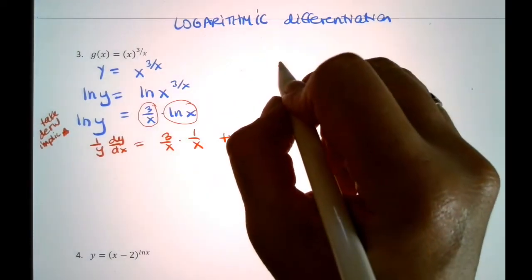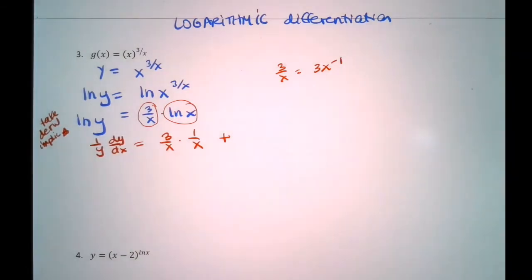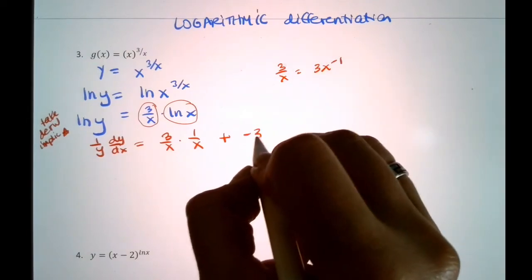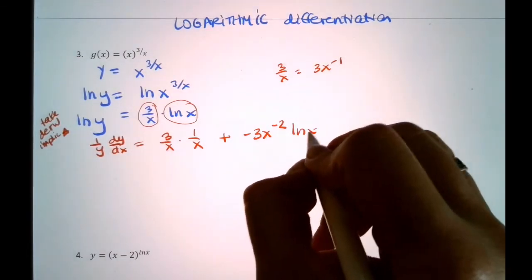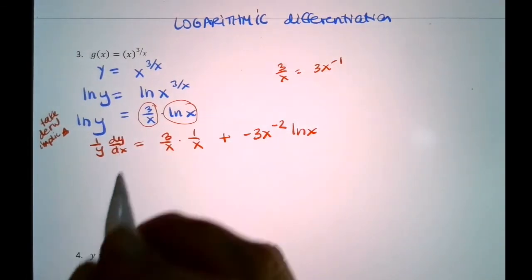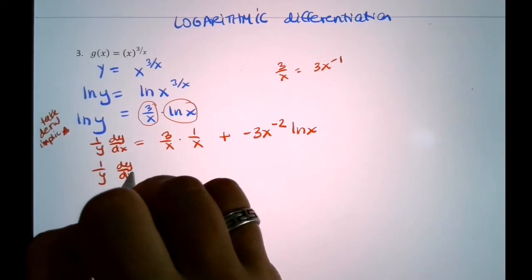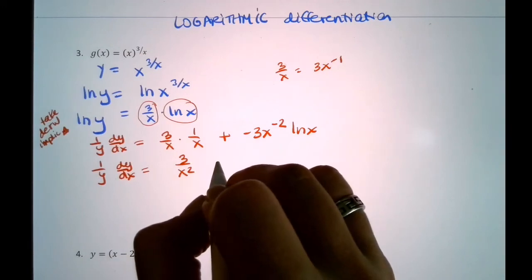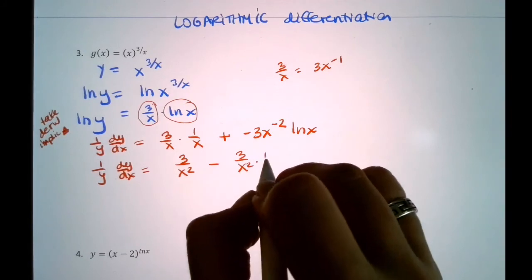Now let's be careful. 3 over x is 3 times x to the negative 1. I'm going to do a little side work here. The derivative of 3 over x, well, what am I going to do? I'm going to bring that power in front and reduce the exponent by 1. I'm just product ruling. Okay, I'm going to regroup. This is 3 over x squared. What do I have over here? This is negative 3 over x squared ln x.